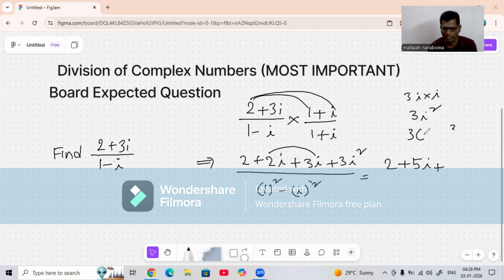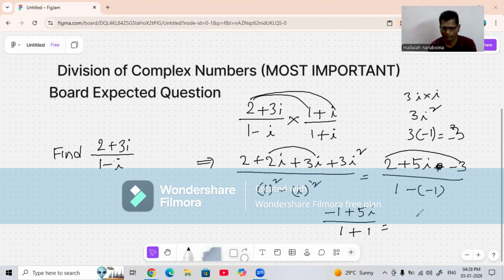See, 3i square value is 3 into minus 1, that is minus 3. So I am writing here minus 3 by 1 square, that is 1, minus i square, which is minus 1. So 2 minus 3 is minus 1, plus 5i, by 1, minus into minus is plus 1. So finally we got (minus 1 plus 5i) by 1 plus 1, that is 2.